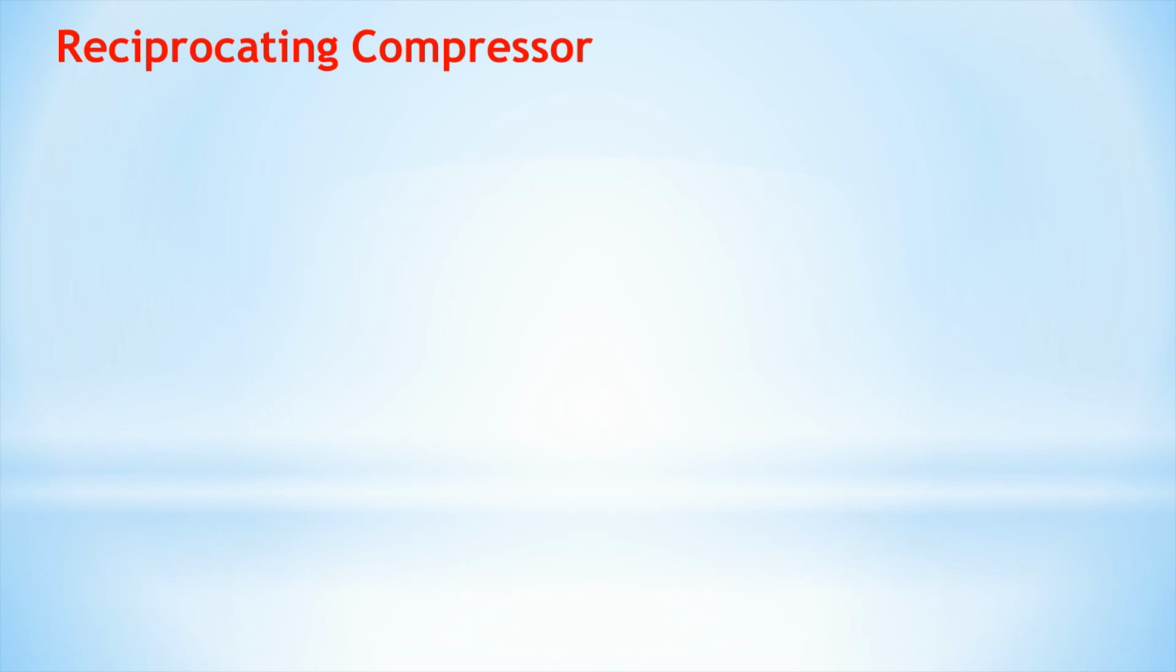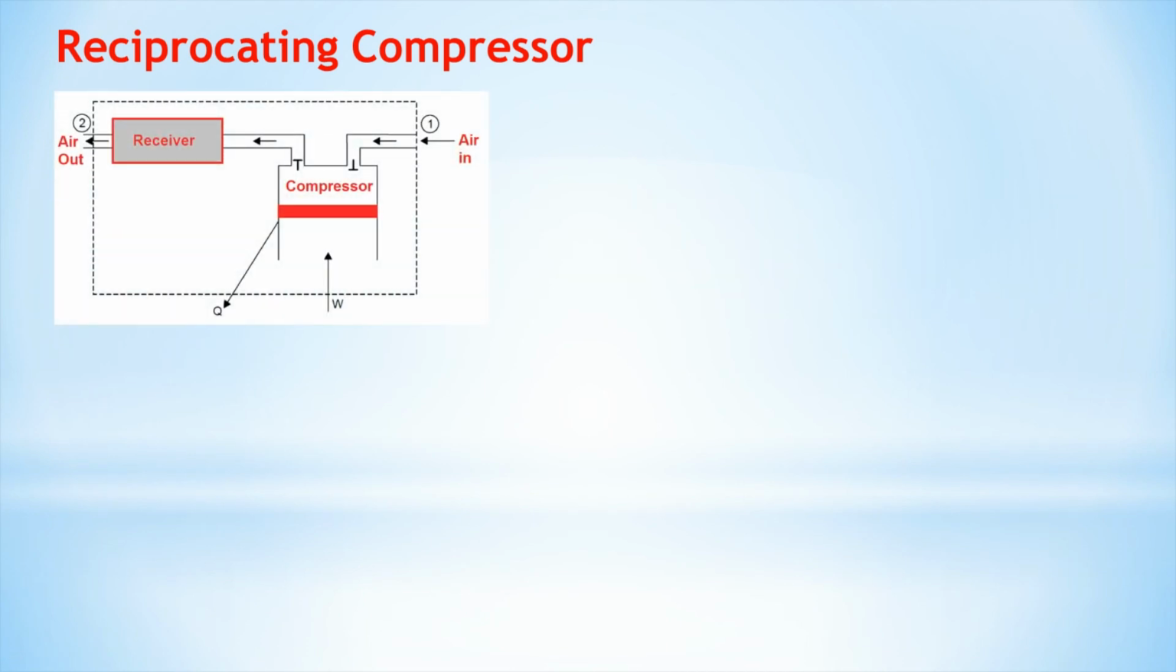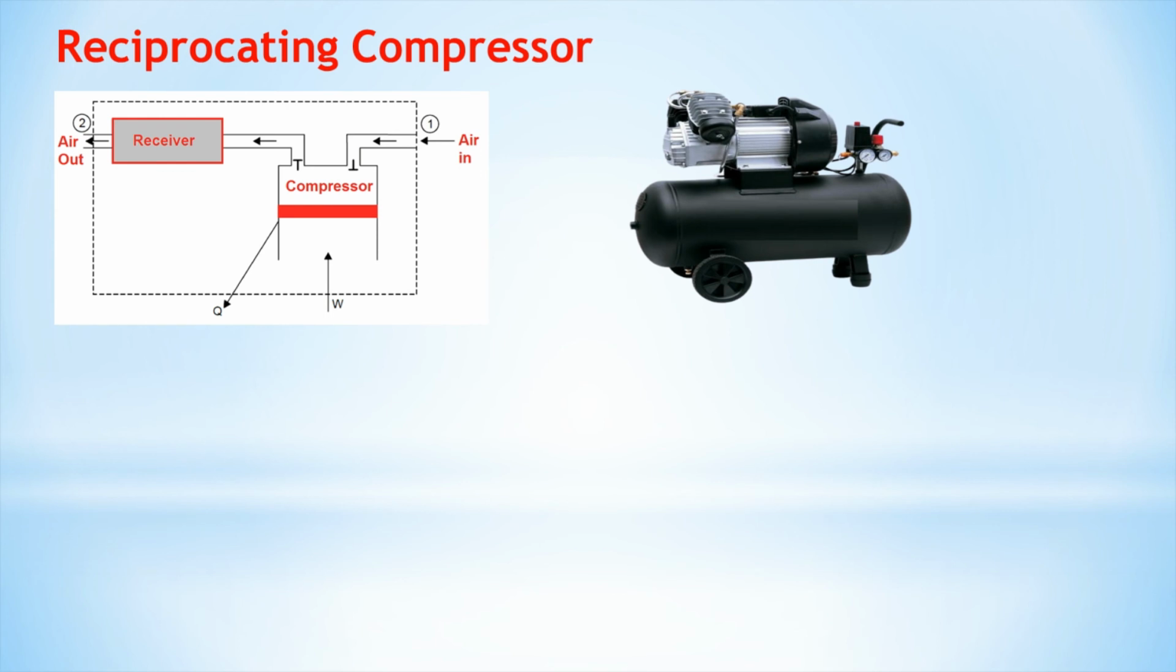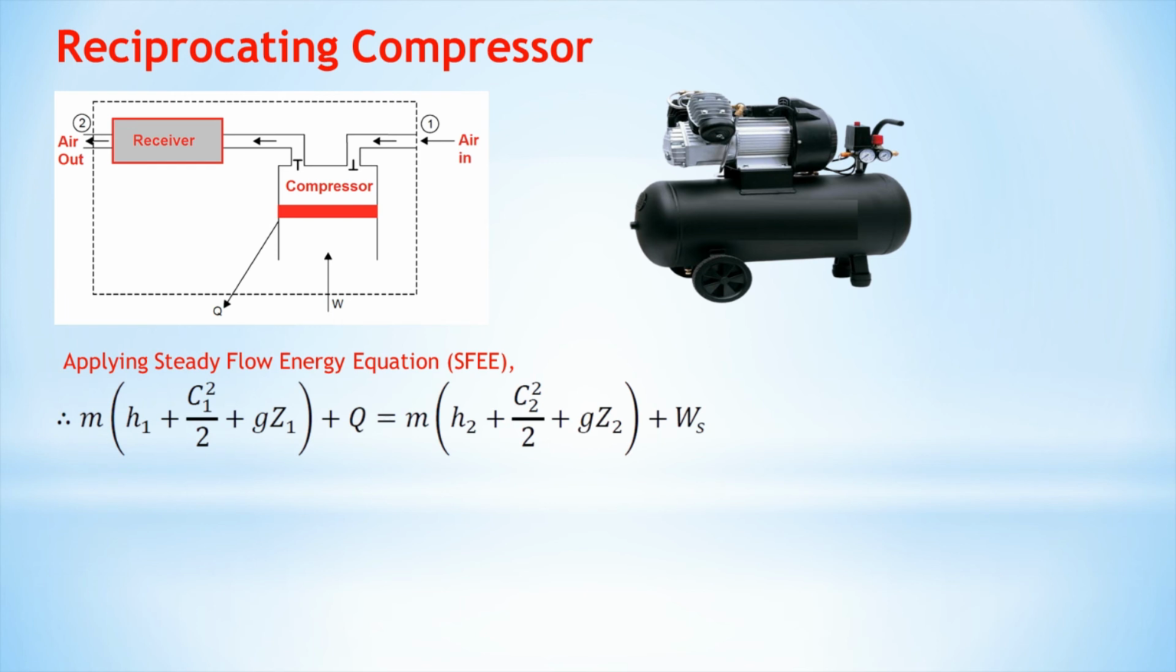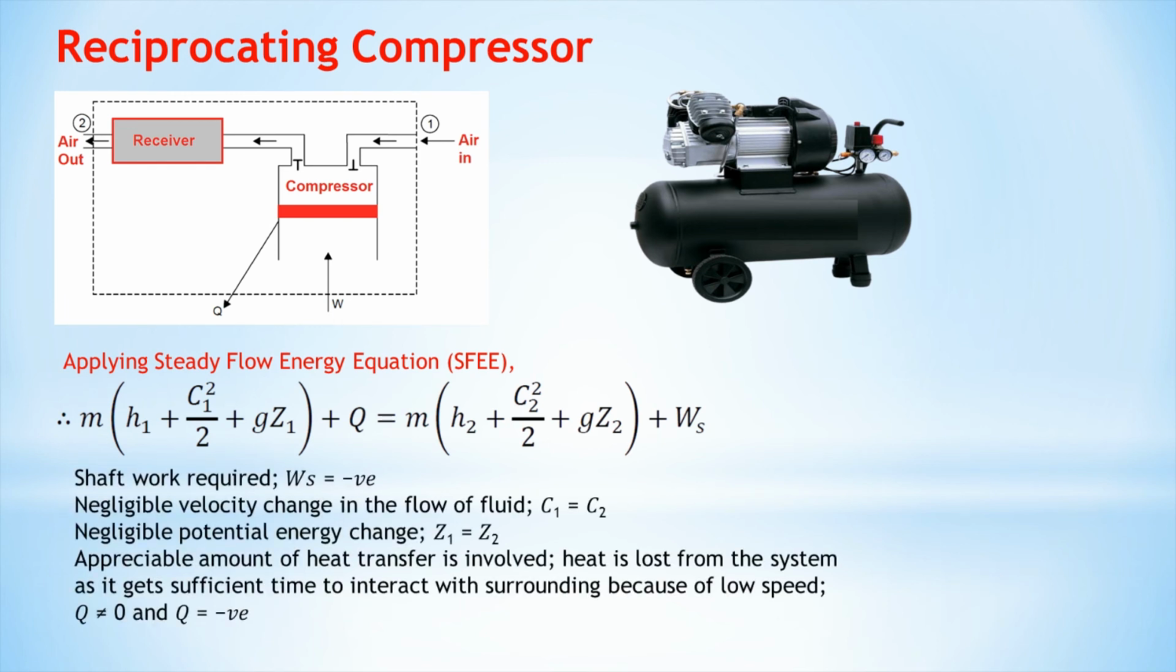Now we apply the steady flow energy equation for a compressor. We know that the application of the compressor is to increase the pressure of a gas. A compressor is a work input device. It will not produce output; we require input energy to run the system. So it is work done on the system, and we consider a negative sign. We neglect the velocity change during the process, so C1 equals C2, and we also neglect potential energy, so Z1 equals Z2.